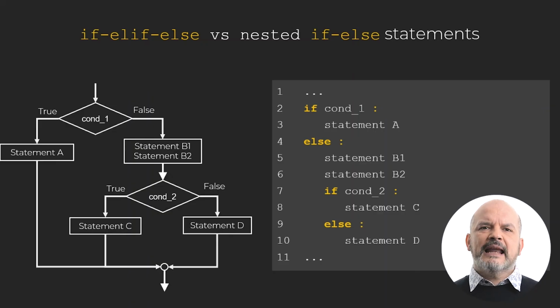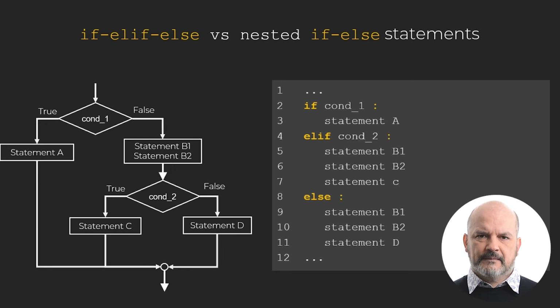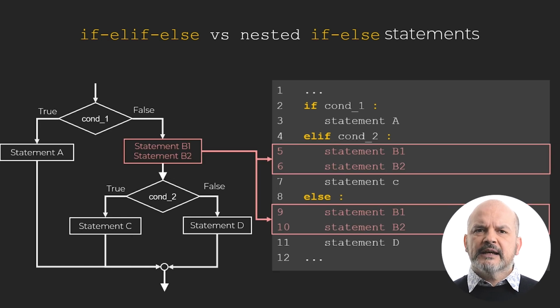So, when should we use nested if-else statements? Let's look at the schema on the left-hand side and its implementation on the right-hand side. In particular, focus on the statements B1 and B2. Notice they have been written only once when only using nested if-else statements. Now let's look at a second implementation, only using if and if-else structures. Notice the statements B1 and B2 are written twice, whereas they only appear once in the schema.